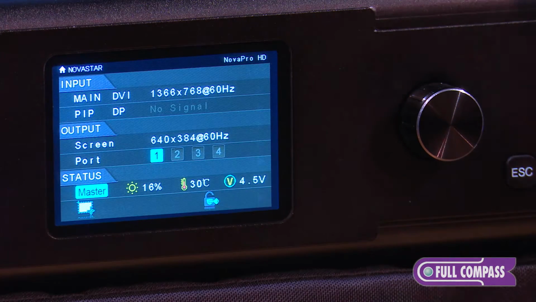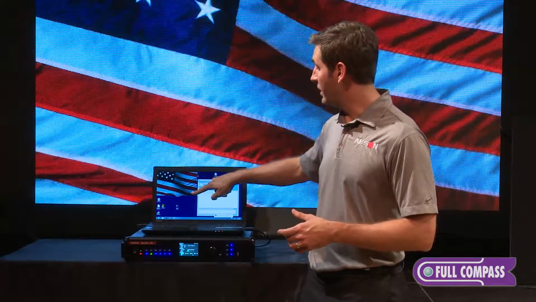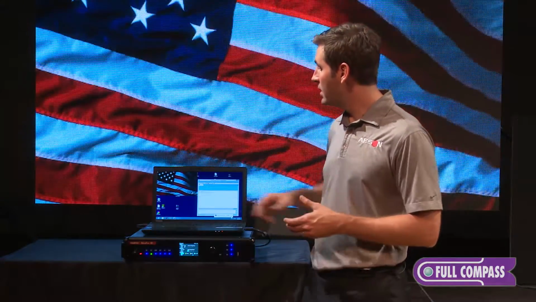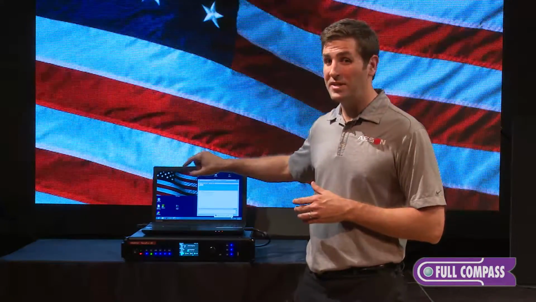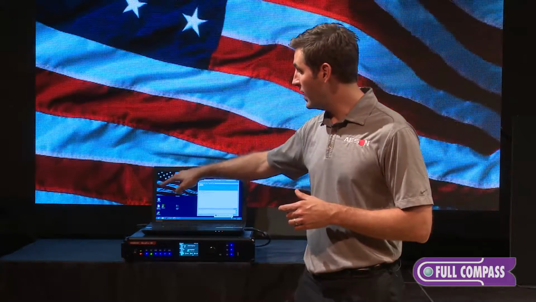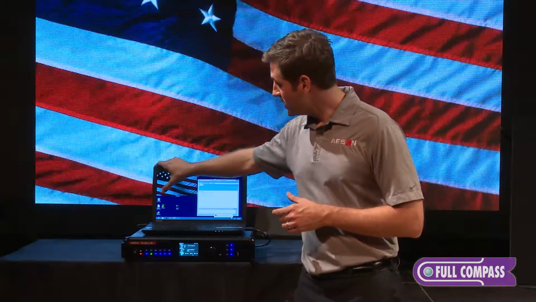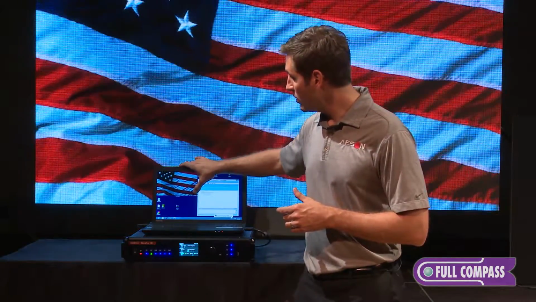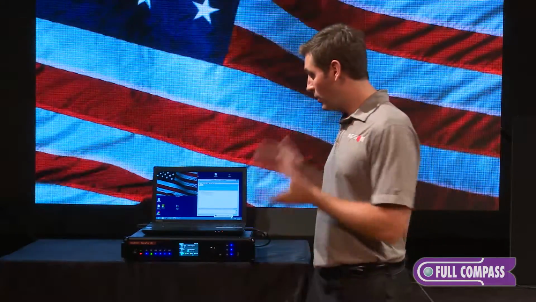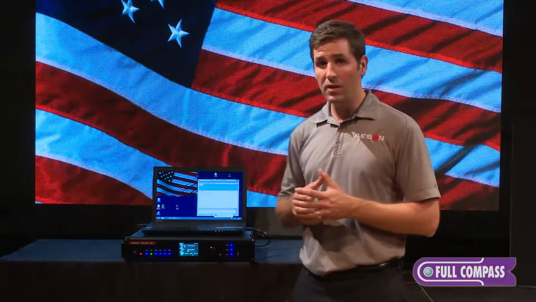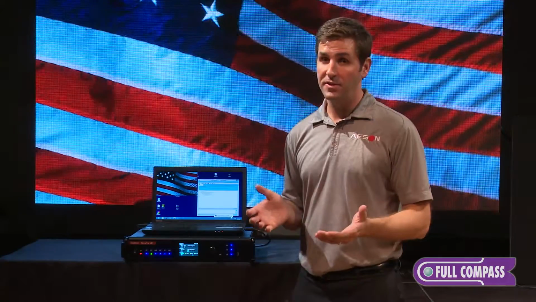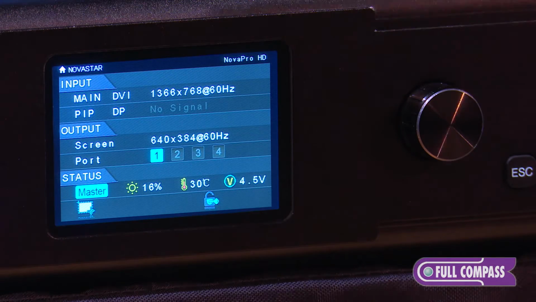So for this first example, you'll notice here on my computer display, on my LED wall, I only have a partial view of my computer display. Now this is the actual pixel representation of the LED screen behind me. I have 384 vertical pixels and 640 horizontal pixels. But I really want to see my whole computer on the LED display. The 660 controller does not have a video scaler. However, the NovaPro HD does.